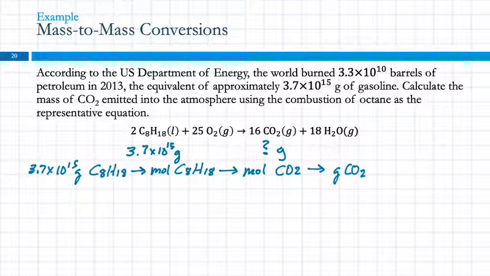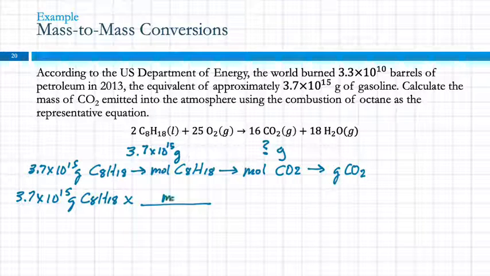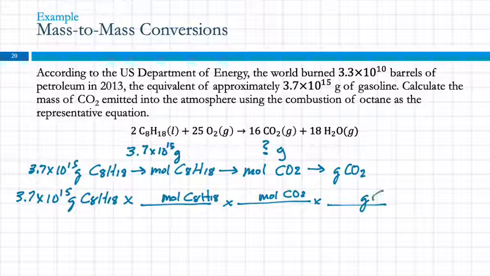So now that I have this, we just follow the pattern for dimensional analysis. I have 3 arrows. I'm going to have 3 fractions. 3.7 times 10 to the 15 grams of C8H18. And it's important to write down grams of what here. You can't just skip out on those formulas. Times a line, and this line's going to have moles of C8H18 on it. And then another line to go to moles of CO2. And then the last one is going to be grams of CO2. Grams to moles to moles to grams.